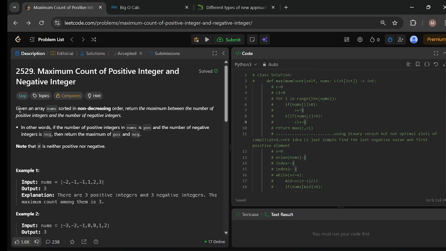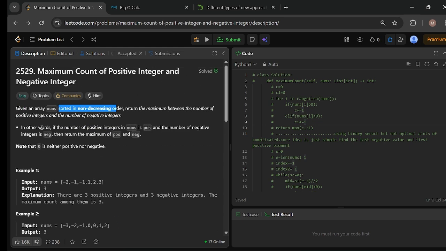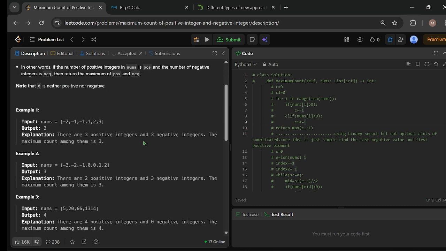If we look at the problem correctly, we see that the array is sorted in non-decreasing order. And if we go to the constraints, he is not mentioning 10 to the power of 6 and that kind of stuff. So if he is not mentioning 10 to the power of 6, we should look at the question itself. He has mentioned sorted, so we can use binary search here. You can think about how we can implement binary search here.